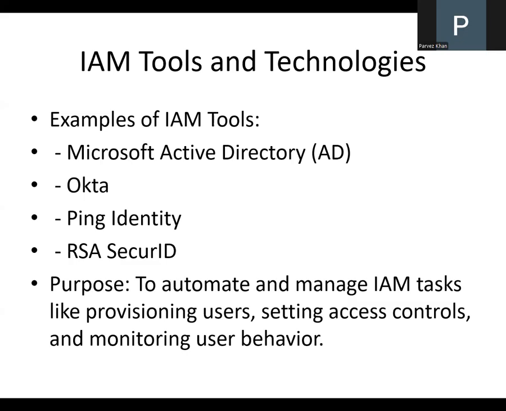There's Okta authentication, Ping Identity, and RSA token. RSA token, again, is a token mechanism where a random number is generated based on the timeline and synced with the server, and the server authenticates the number and then allows the access. So this is two-factor authentication. The purpose is to automate and manage IAM tasks like provisioning users, setting up access control, and monitoring behavior. So these all are mechanisms to streamline the process of accessing the company's resources.